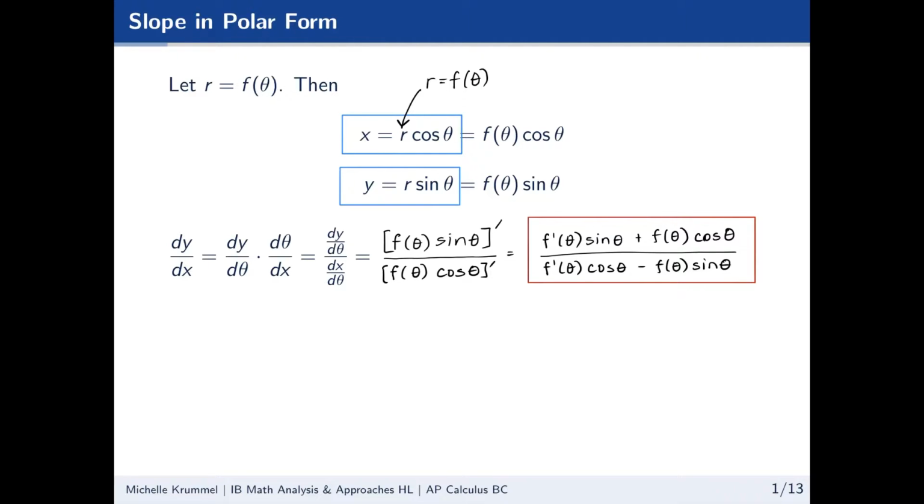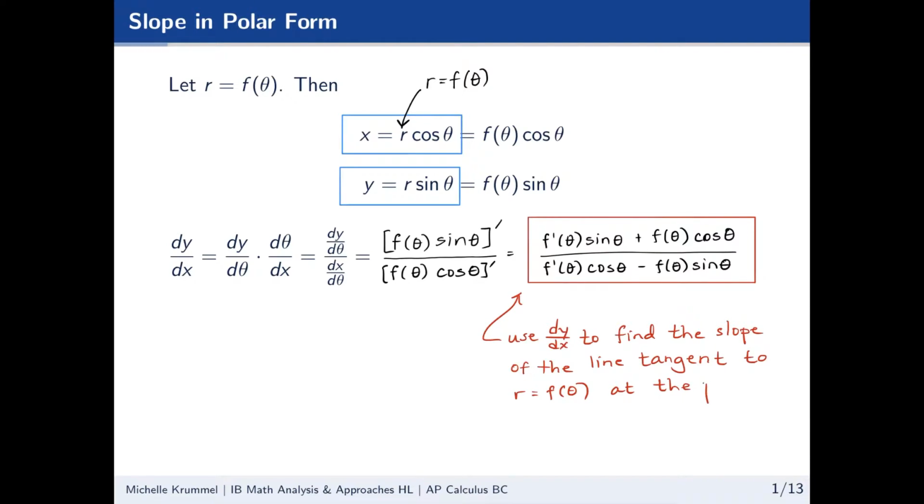So let's just make a note that we can use dy dx to find the slope of the line tangent to our polar function, which is r equals f of theta, at the point r comma theta.